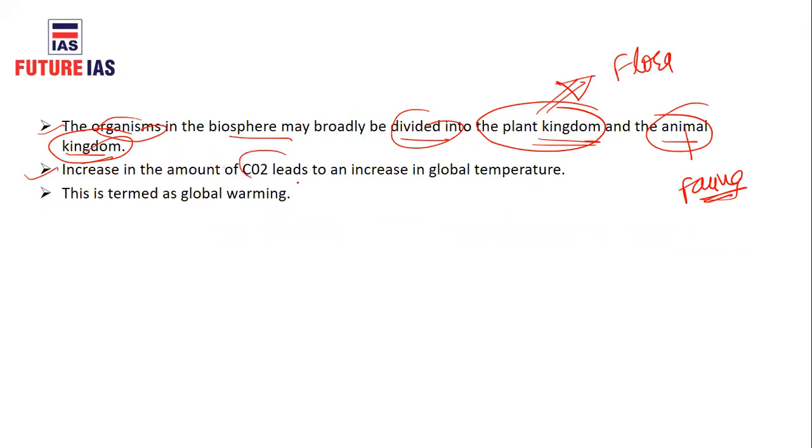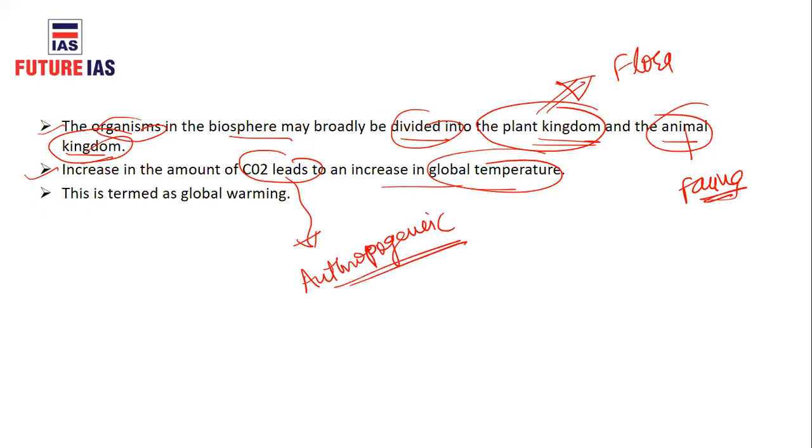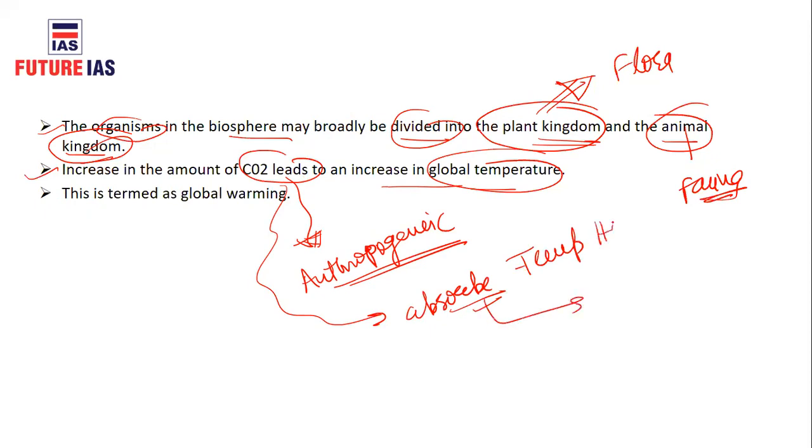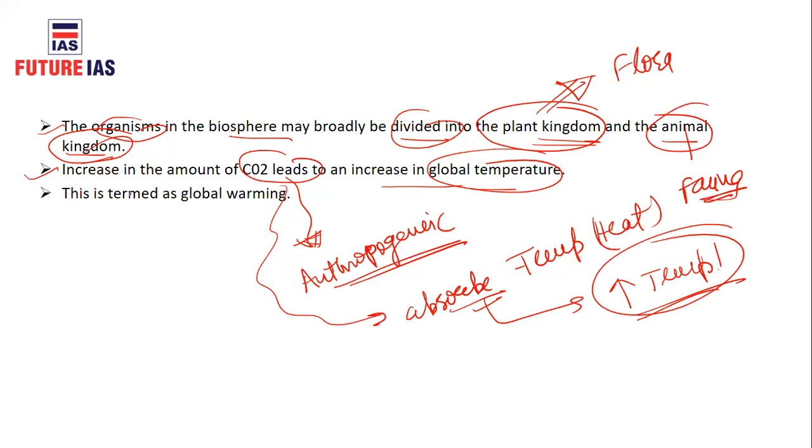And this increasing amount of CO2 leads to increasing global temperature. Now, CO2 is one such anthropogenic gas. Anthropogenic means it is released from human activities. This is also the most potent greenhouse gas. Once you liberate CO2, it will absorb the heat and ultimately increase the temperature, which causes the hike in global temperature. And this is termed global warming.